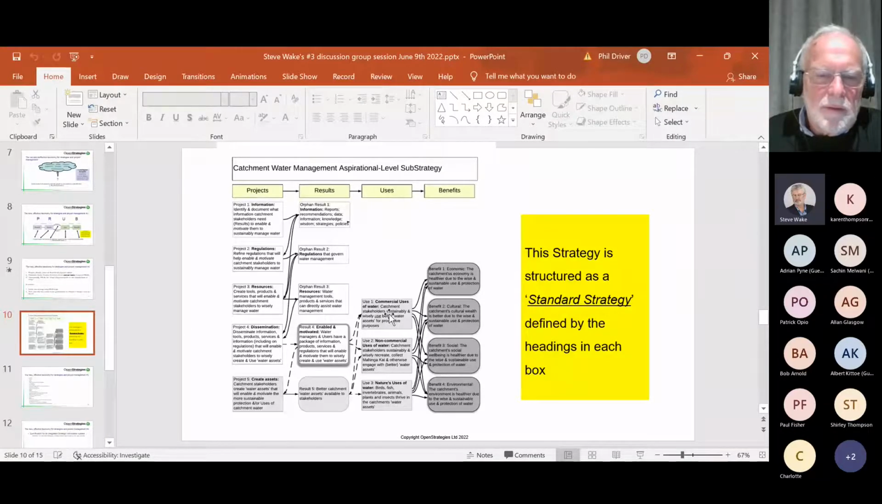Yes. Sashi's got his hand up. I don't know whether it's worth just asking if it's pertinent to this particular section. Sashi? Sorry to interrupt you in mid-flow, Phil.